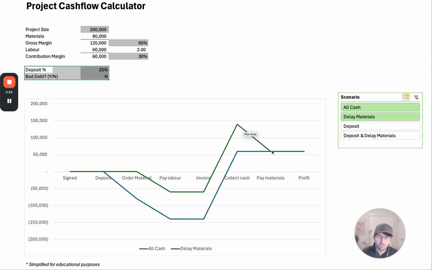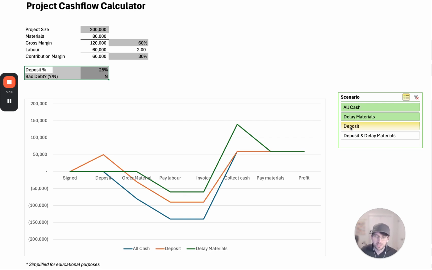Now, if you set up your supplier accounts, we can see we're delaying the materials purchase and we're paying materials after we collect the cash. So here, we're gonna order our materials. We don't have to pay for them yet, but we will still have to pay labor. It's very hard to be not paying labor. This is where sometimes using subcontractors can help to delay a project cash flow. But in this case, we're paying labor as employees. We're invoicing, collecting the cash, paying materials. So here, rather than going almost $150,000 in the hole, we're going about $60,000 for that labor. That's still money that has to come from somewhere.